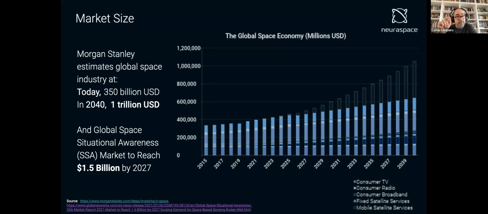This is already happening. Morgan Stanley estimates that the new space economy can be worth something like $1 trillion in the next 20 years. And space global situational awareness, or space traffic management, or whatever you want to call it, managing the stuff that is out there in outer space, can reach $1.5 billion just by 2027. It's a real market, and European companies, Portugal, Spain, we have to position ourselves in this market.